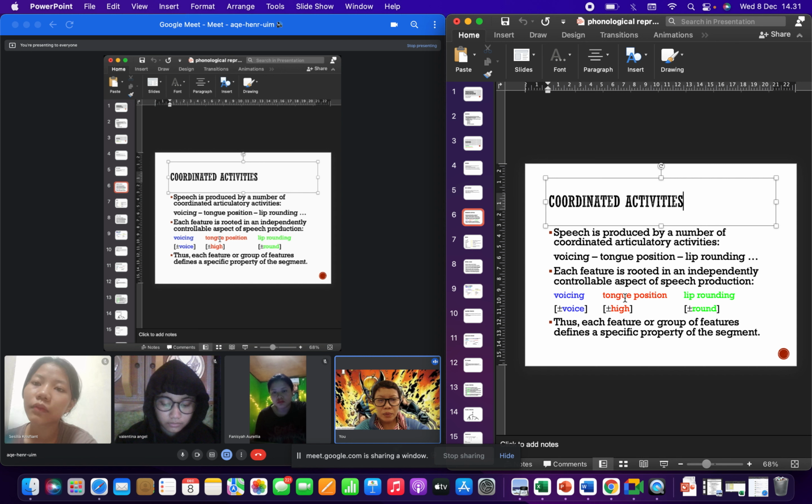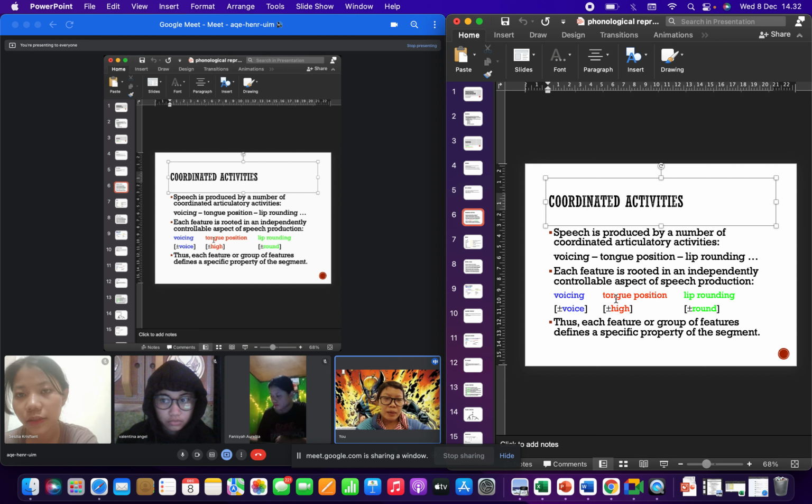In order to see tongue position, if it is plus high, it means that our tongue is in a high position, such as when we produce E. And when you find minus high, it means that the tongue is in a low or neutral position. If we see lip rounding, plus round means that our lips will be rounded when we produce the sound, such as O. This is plus round. And when we say E, it is minus round.